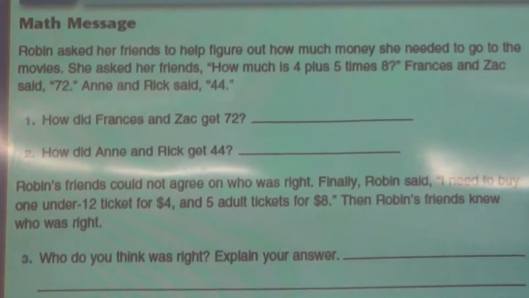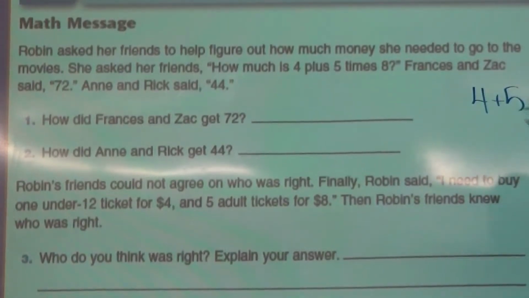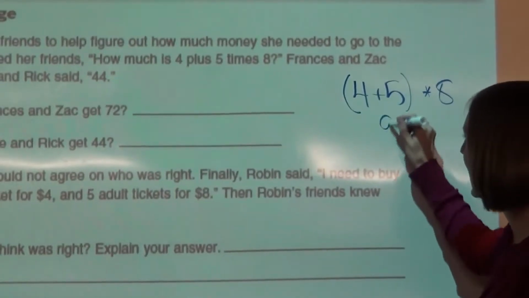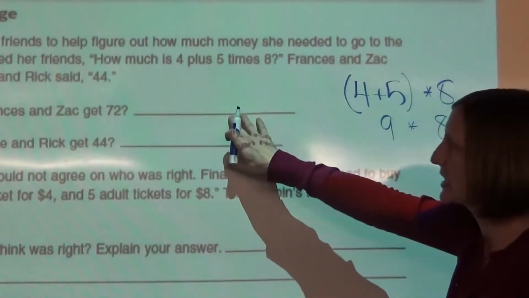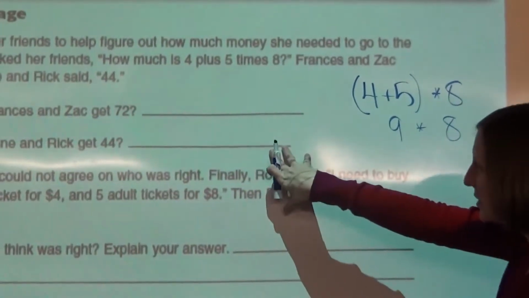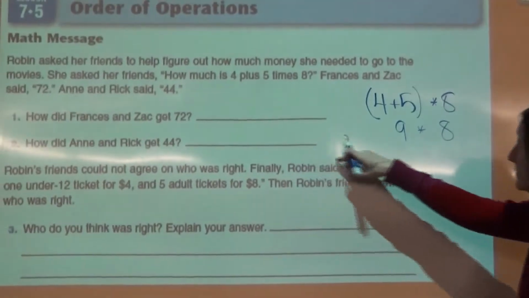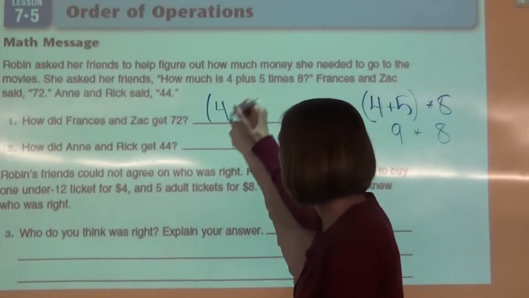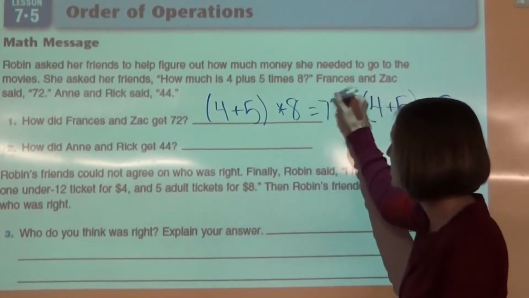Okay, so 4 plus 5 times 8. If we did 4 plus 5, and then multiplied times 8, we know 4 plus 5 is 9, times 8 is 72. So that's probably what Francis and Zach did. How do you think Ann and Rick got 44? Well, what if they were to move the parentheses? So here we did 4 plus 5 times 8, and we said that's 72.